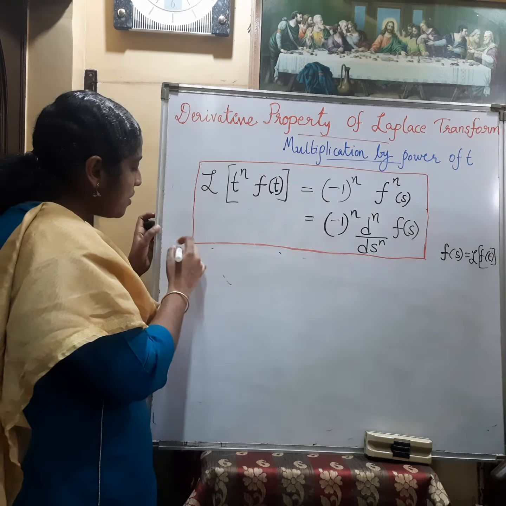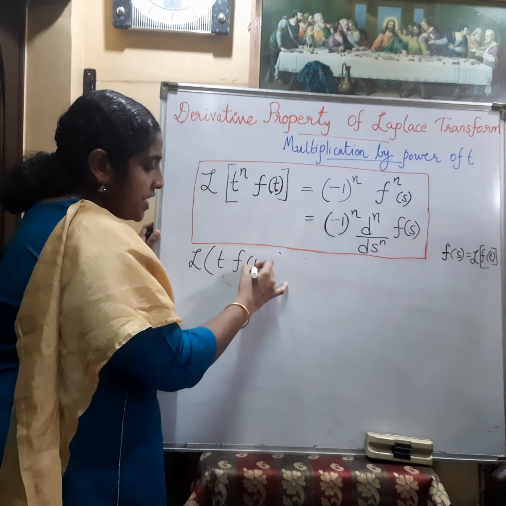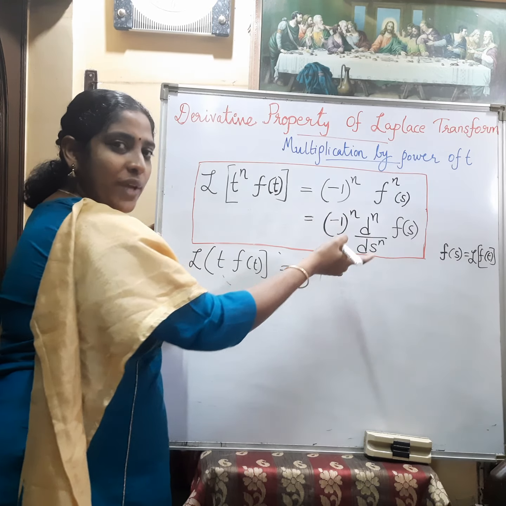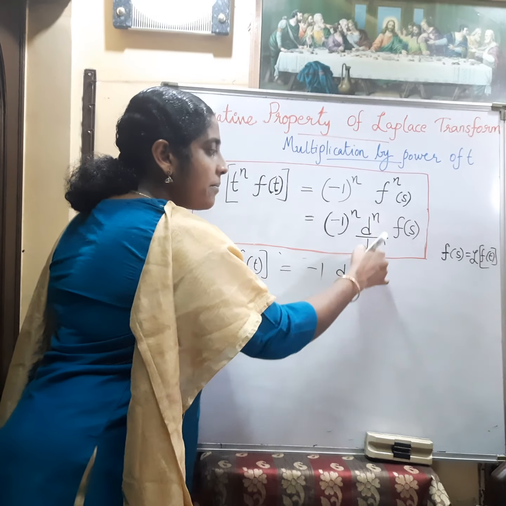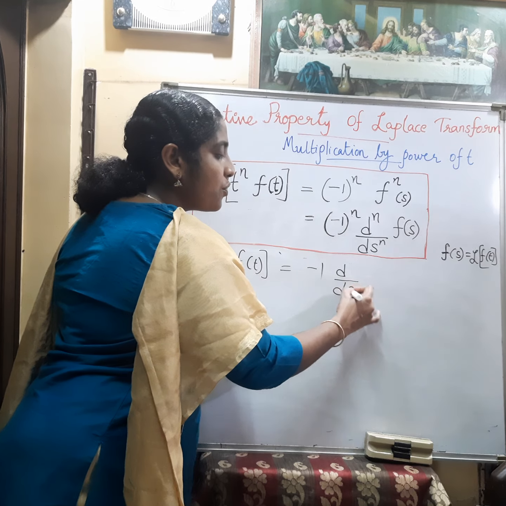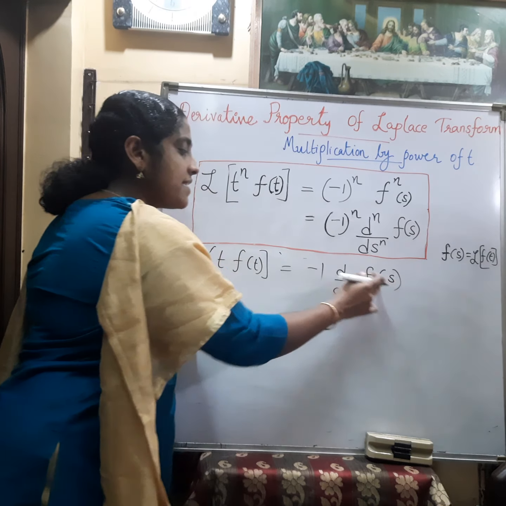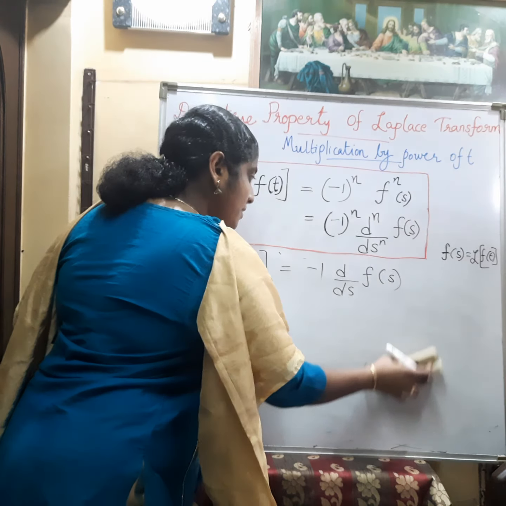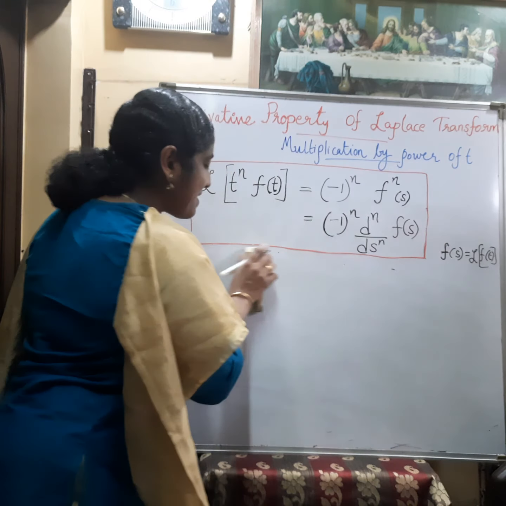Suppose n is equal to 1, that is, the Laplace transform of t f(t) is equal to, what will be the answer? Minus 1 raised to 1, since n is equal to 1 here, minus d/ds, that is the first order derivative of F(s). F(s) is the Laplace transform of the function f(t). So, the formula becomes more clear after doing some numericals. So, we can see some examples.